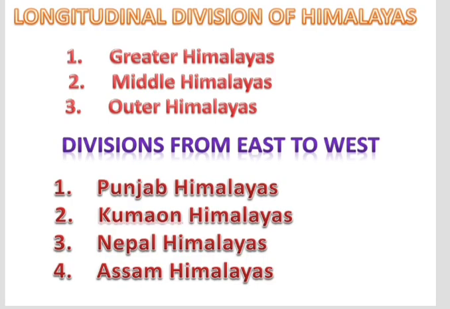So to define the longitudinal divisions of the Himalayas: Greater Himalaya, Middle Himalaya, Outer Himalaya. Greater Himalaya, it's the northernmost range. It is also known as Himadri. This is the most continuous range. It contains the loftiest peaks. The average height of peaks in this region is 6,000 meters. And these are all perennially snowbound.